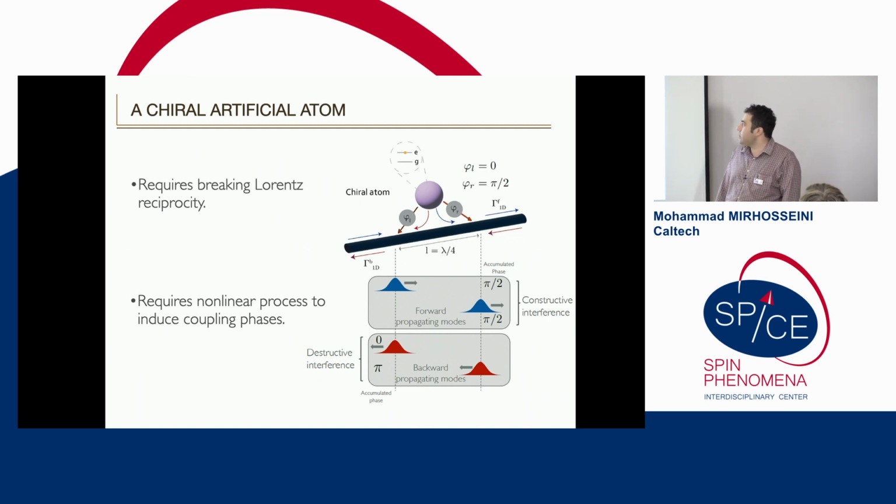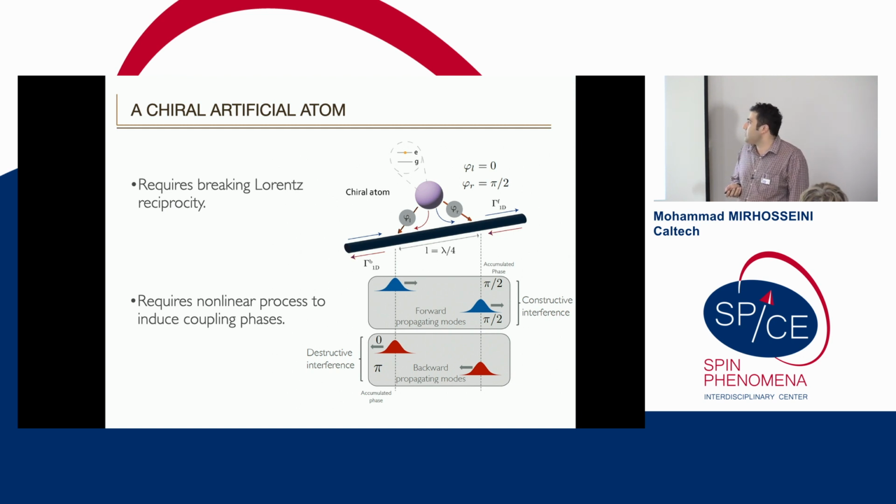Now, one note about the system. So far, I talked about chirality, which is about two transitions with preferences to propagate one way or another. This system that we are describing here, however, has to break Lorentz reciprocity. So the qubit has a single transition. If it propagates in one direction, it means that if you probe the system in the other direction, you see nothing, which means that the system has to break Lorentz reciprocity.